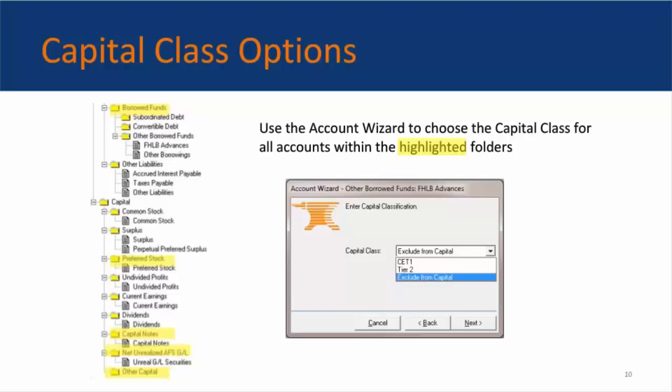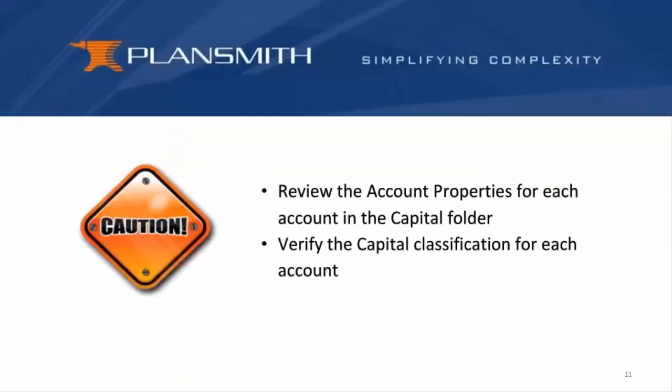Any accounts that fall within these folders, or the ones highlighted on your screen, can be customized. Use the Account Wizard to select between CET1, Tier 2, or Excluded from Capital. It's a good idea to review the settings for all the accounts in these 5 folders, though, because the capital category rules did change with Basel III.